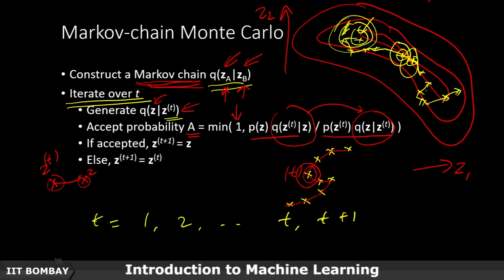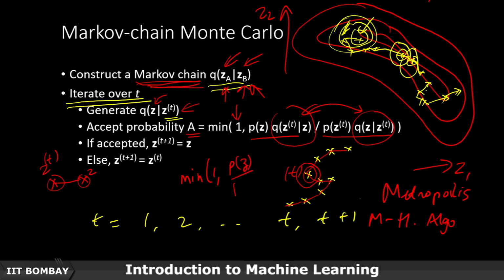The other thing is that these two terms are only there to account for the fact that the jumps are not symmetric, so usually they are not even used. If we don't use the terms, it is called the Metropolis algorithm, and if we use a non-symmetric Markov chain, then it is the Metropolis-Hastings algorithm. In the Metropolis algorithm we will just have min of 1 comma P of Z divided by P of ZT. So you are more likely to go to places where the probability is higher. That's all it means.